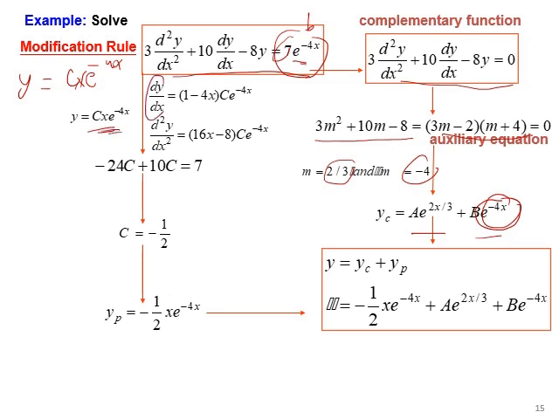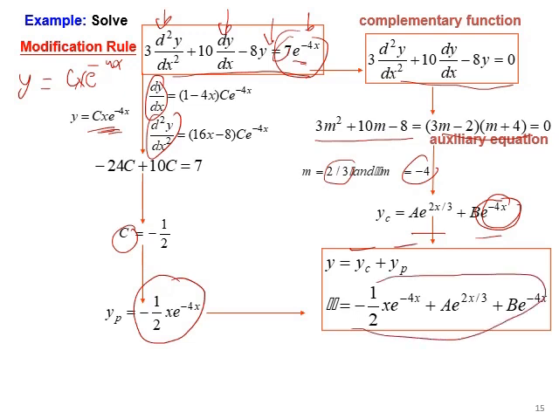Now I make first derivative, second derivative, as we said before, follow the procedure, substitute and find the constant. Then this is the particular solution. I have complementary and particular, adding them together will give me the final solution.